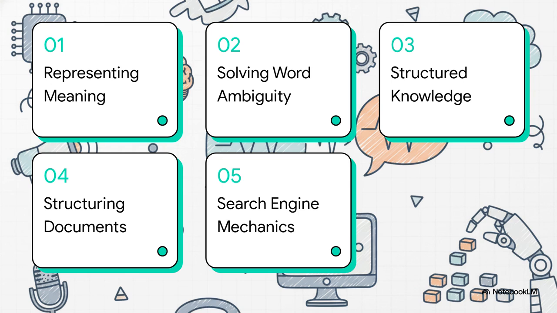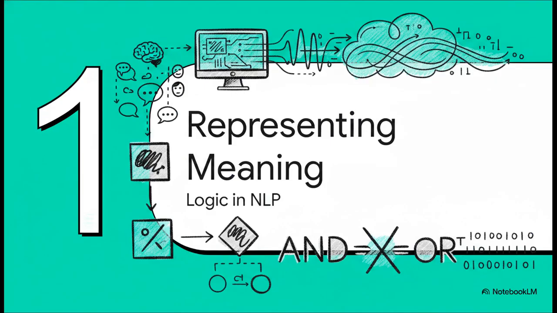Well, here's our roadmap for this explainer. We're going to start with representing meaning and logic, then move on to solving word ambiguity, extracting structured knowledge, structuring entire documents, and finally we'll wrap up by looking at actual search engine mechanics. Starting off with Section 1, representing meaning and logic.